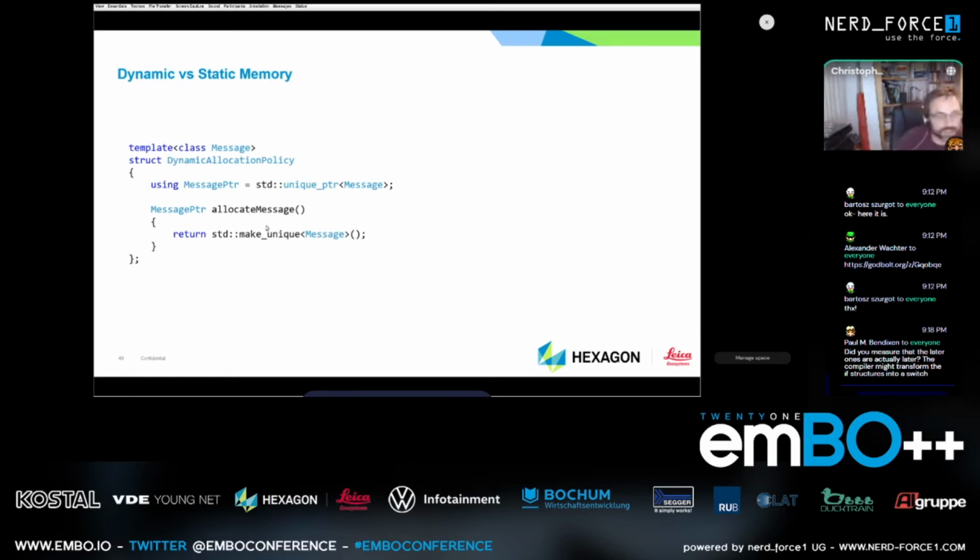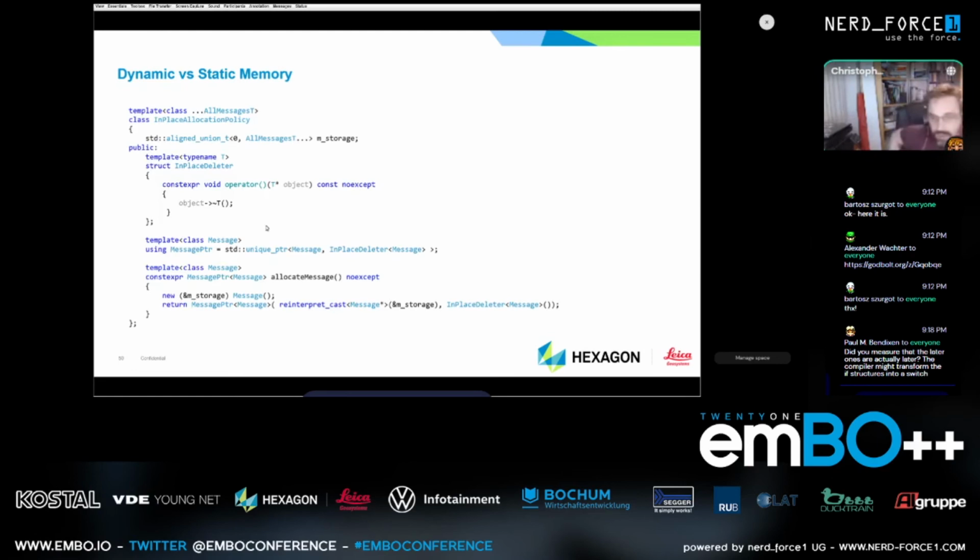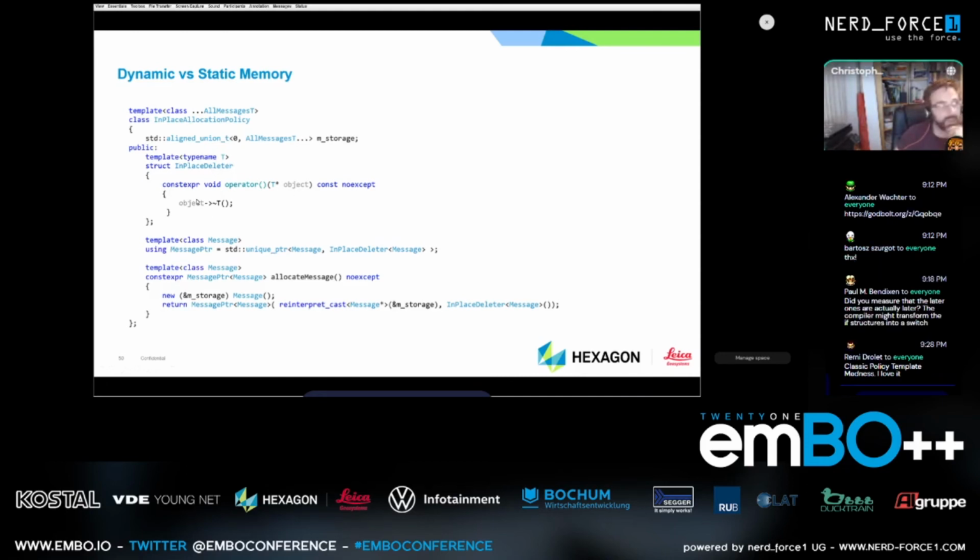Now the more interesting part, the in-place allocation policy. The in-place allocation policy also takes all the types it has. We use the aligned union of all messages. Aligned union will guarantee us aligned storage for the biggest type of this type list. We can use that type as a storage. We then also need, of course, an in-place deleter, which then will delete our object if it's destroyed again.